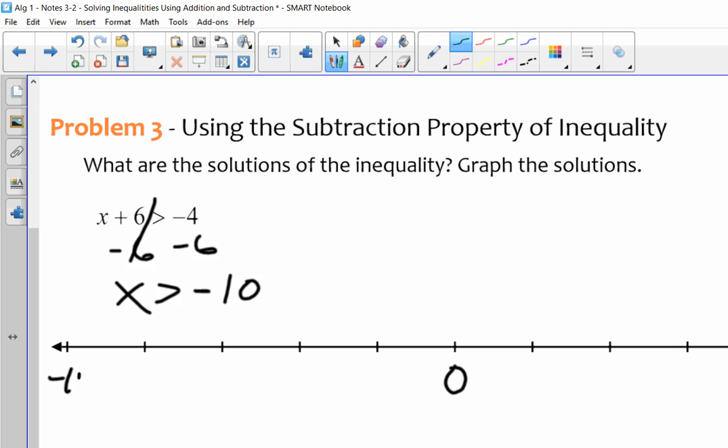I'm going to say it's right here. I'm looking at the symbol. It's not equal to, so that's an open circle, and the symbol is pointing to the right, so my line's going to go right.